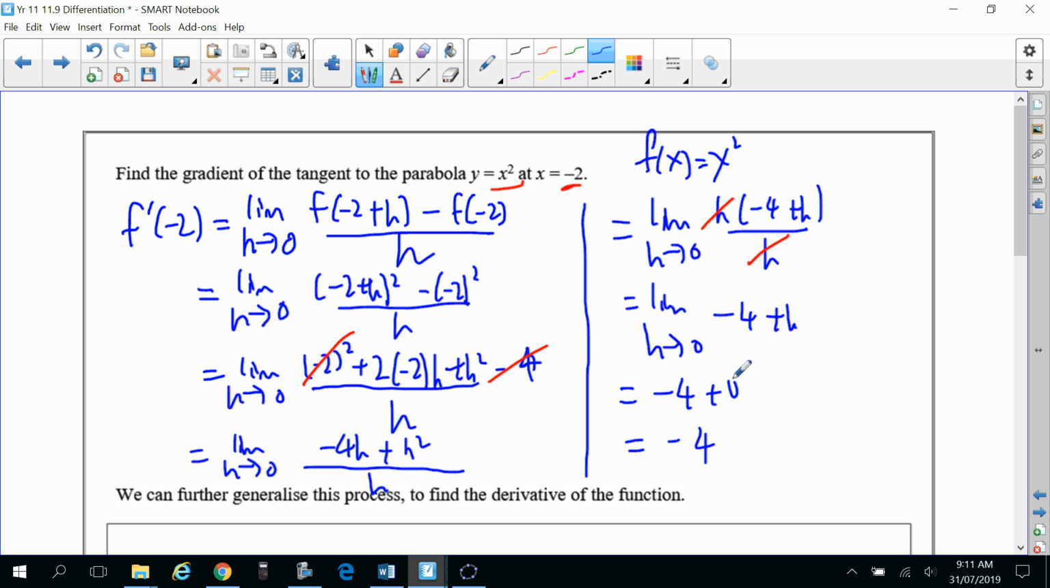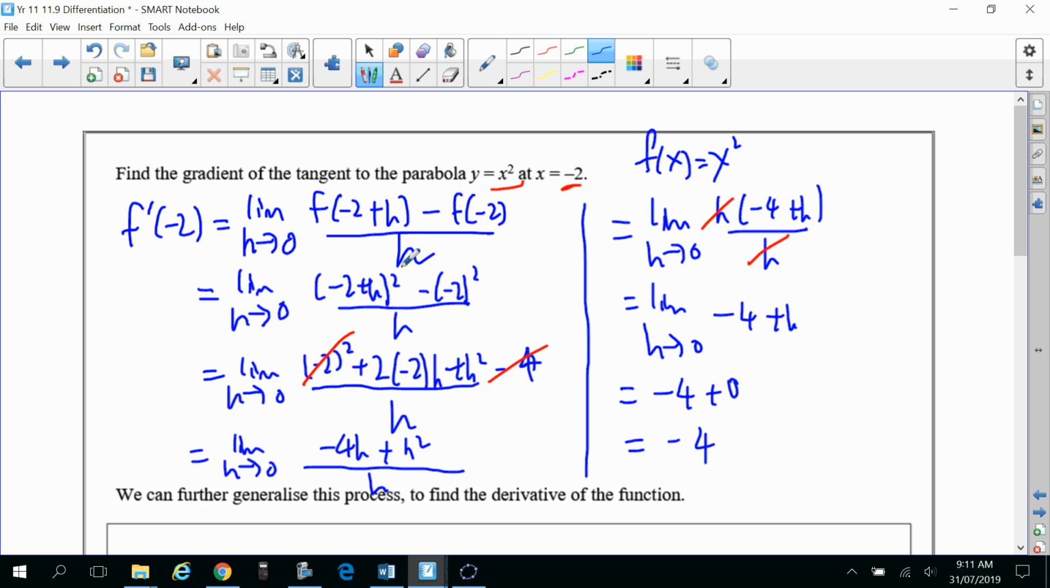Get the idea? I substitute 0 in, then I stop writing the limit. Does that make sense? So you write the 0 after you write the limit, and then negative 4. Which is not a surprise. It is negative 4. Remember, the gradient function was double the x values. Yes? Right, so it confirms our belief from yesterday. Okay, cool.